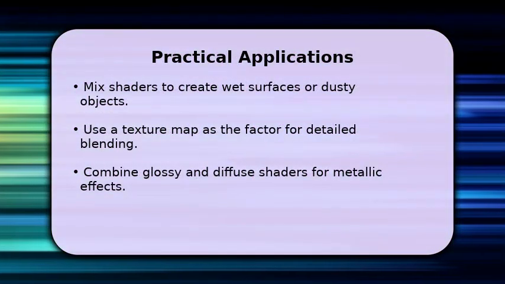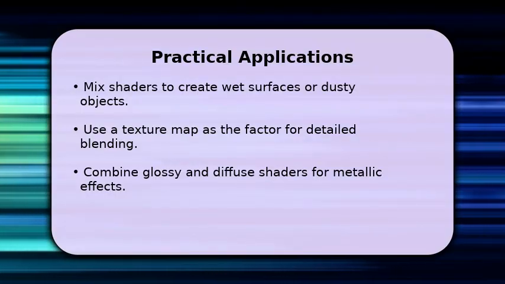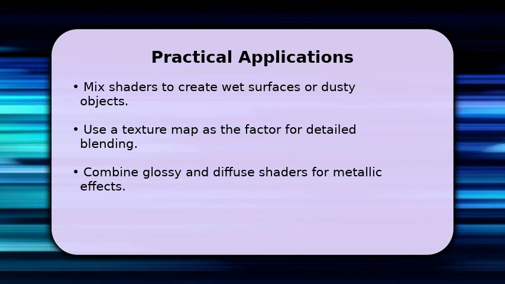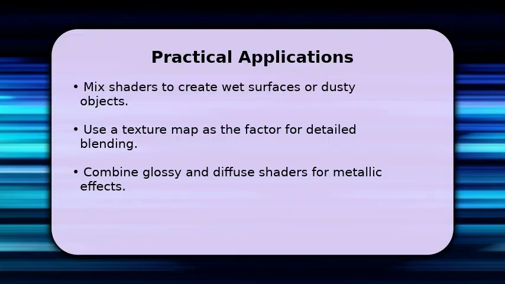The Mix Shader opens up a world of creative possibilities. You can mix shaders to simulate wet surfaces, dusty objects, or even combine glossy and diffuse shaders for convincing metallic effects. By using a texture map, such as a grunge map or a noise texture, as the factor input, you can achieve incredibly detailed and realistic blending, perfect for adding wear and tear or other complex material properties.